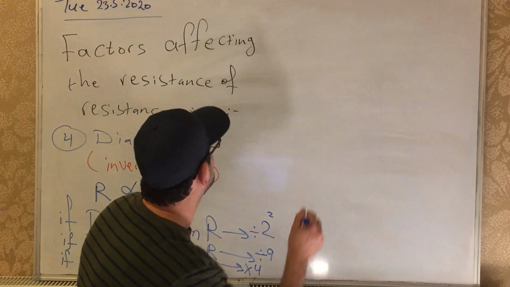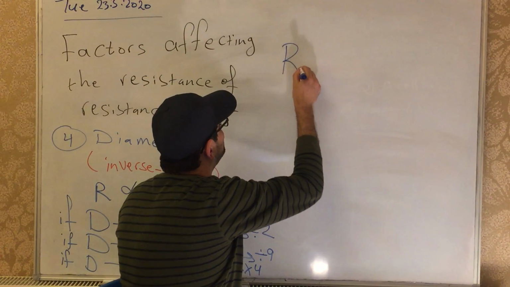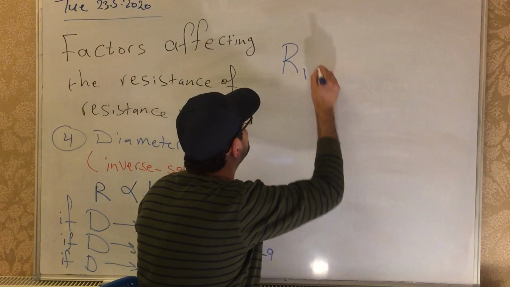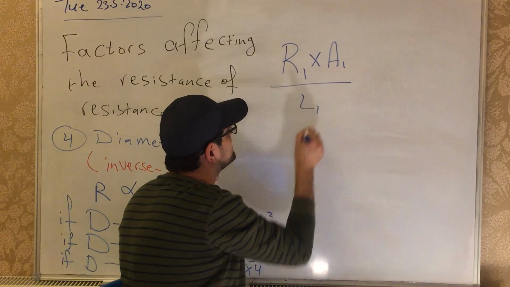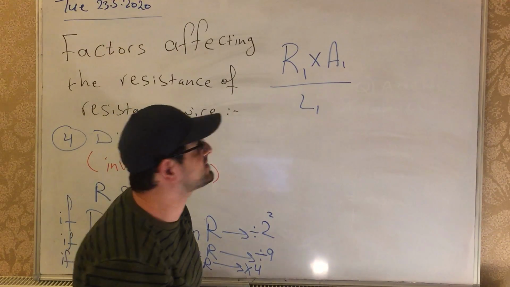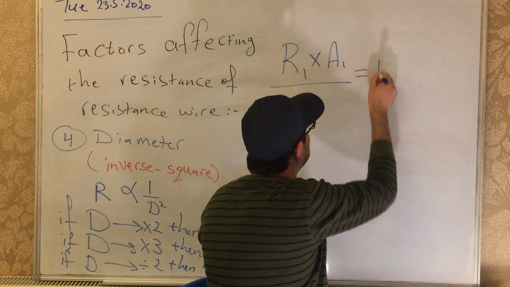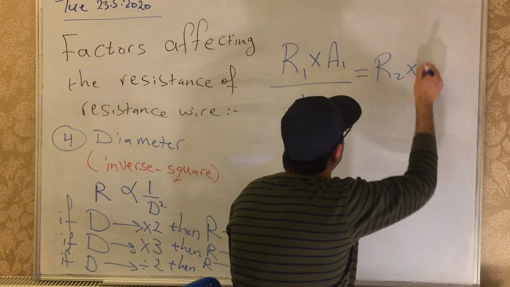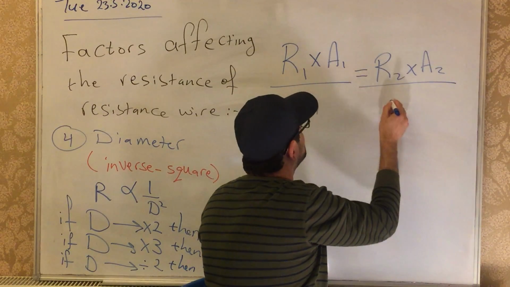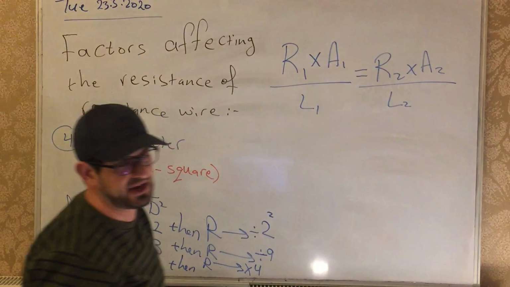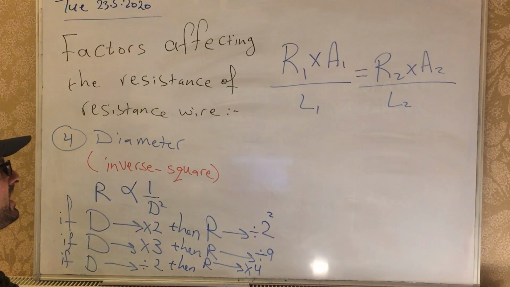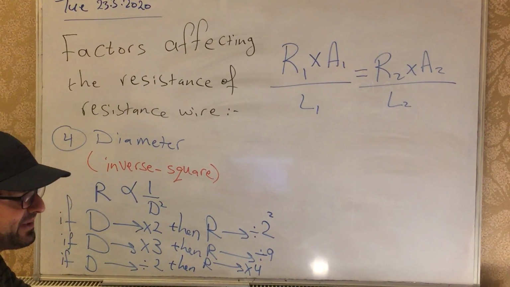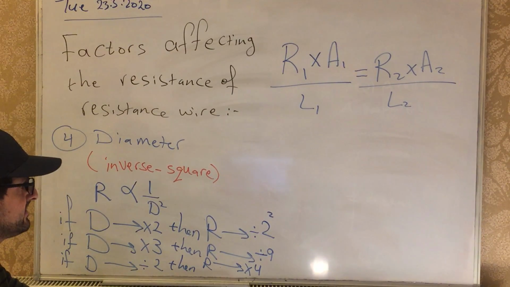The resistance of the first wire multiplied by the cross-sectional area of the first wire, divided by the length of the first wire, should be the same as the resistance of the second wire times the cross-sectional area of the second wire over the length of the second wire. As a ratio, these two have to be the same always, for 2 wires made of the same material.